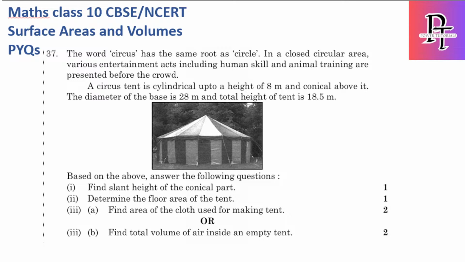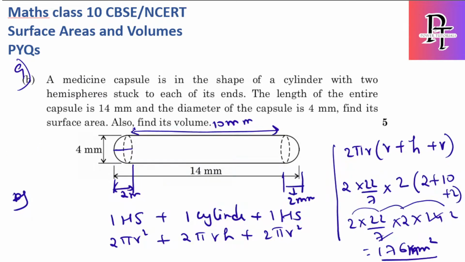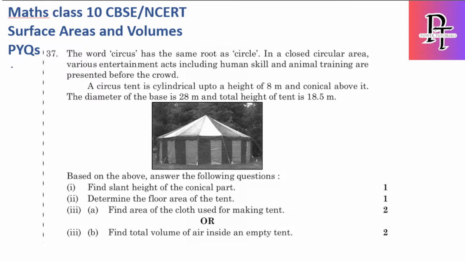The word circus has the same root as circle. Okay, we are going to the 10th question. Closed surface area. Various entertainment, including human skill and animal training, presented before the crowd. A circus tent is cylindrical up to a height of 8 meters and conical above it. The diameter of the base is 28. The total height is 18.5.